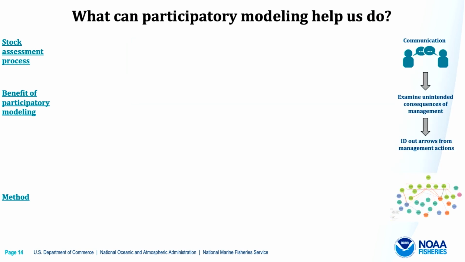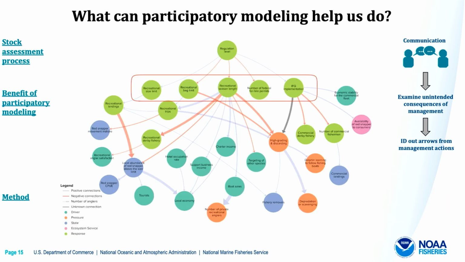And then I'll just skip to the last step of the process, which is communication. Here we can look at the unintended consequences of management. A lot of times managers make decisions on how to set bag limits or seasons, et cetera, to try to increase fish abundance. But there can be ramifications, consequences of those actions, right? So here we can do the opposite. We can look at all of the regulation nodes in the model, and we can look at the out arrows to examine what fishermen perceive are the consequences.